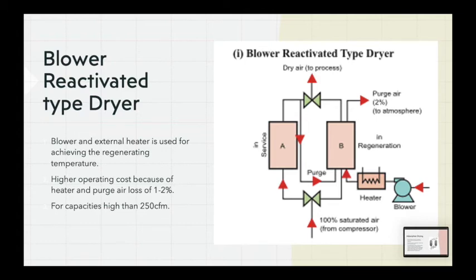Now, though these types of dryers have high operating cost, the purge loss is only 1 to 2%, and normally these types of dryers are used where the compressor capacities are greater than 250 cfm.